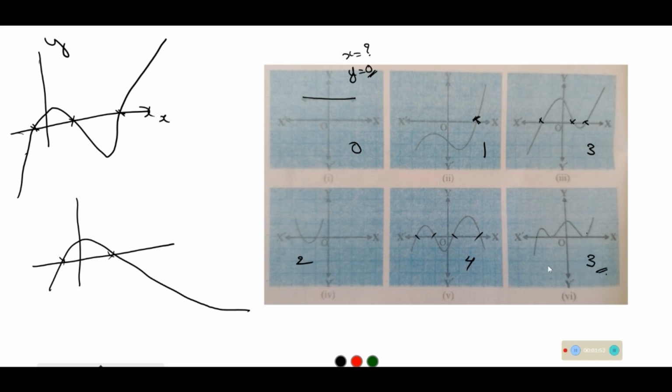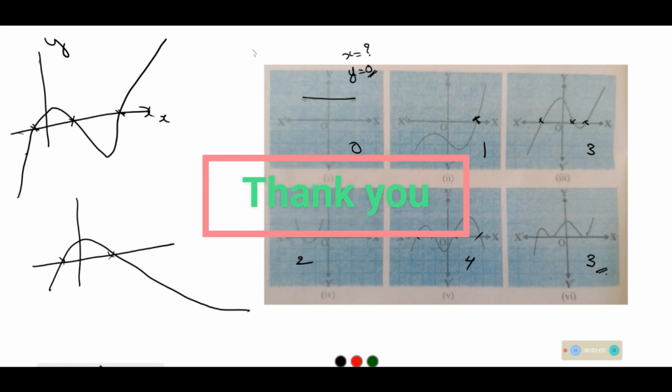So this way you can find the number of roots. Wherever it is touching the x-axis, that means there y becomes 0.